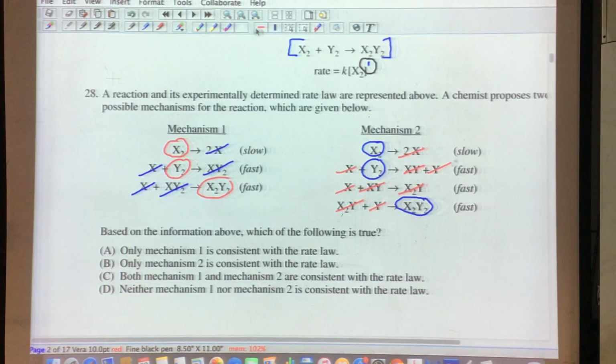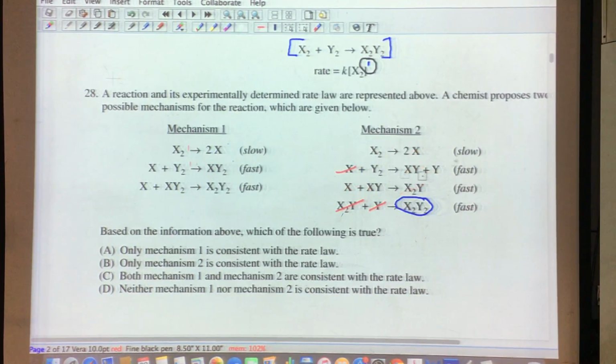Well, if I look at the mechanism one, I'm going to get rid of this canceling stuff here to make my life simple, although it's very complex. Not as complex as Alex, but in any case. If you look, what would give me first order? First order with respect to x2. Notice y2 is not in the rate law.